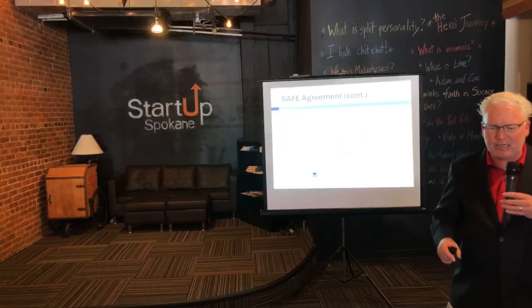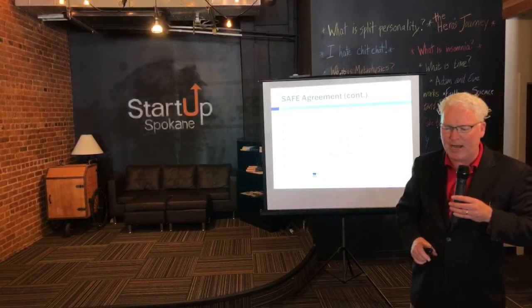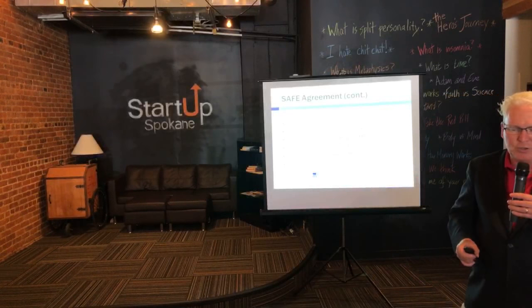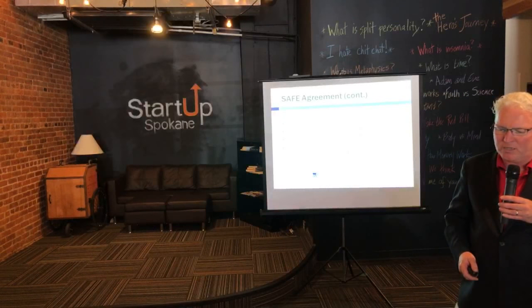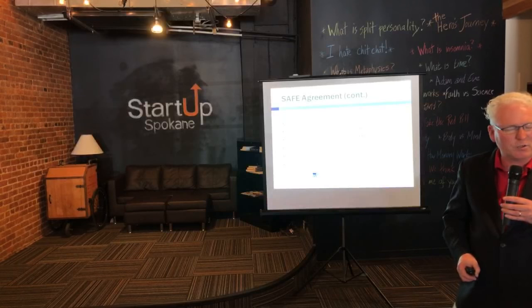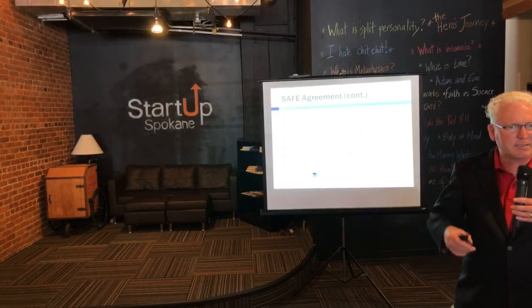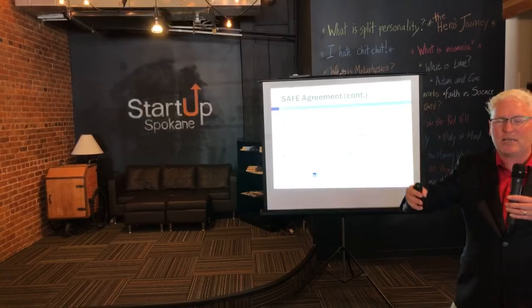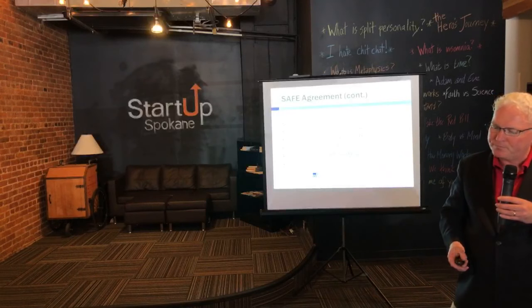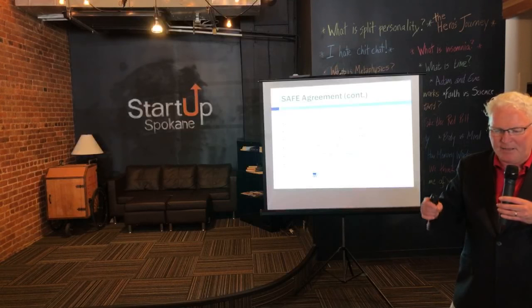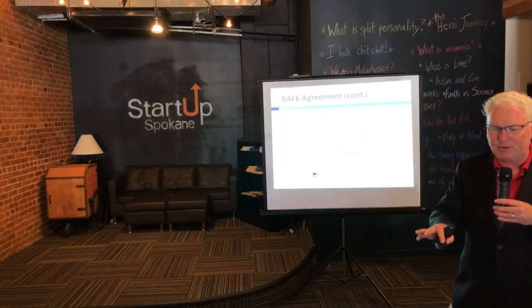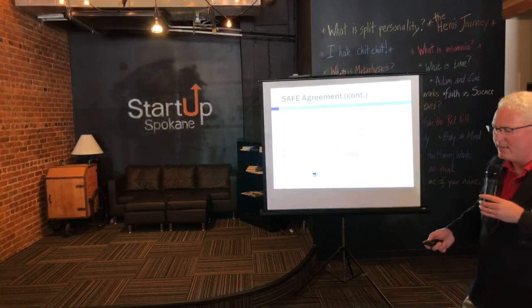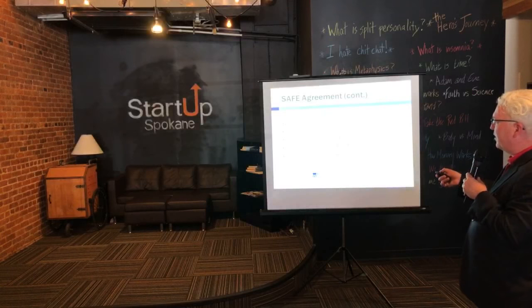A SAFE agreement is a relatively short contract that specifies the purchase amount, which is the amount of money being invested, and then it defines what constitutes an equity financing. So if the company goes out and raises, let's say, $1 million, then the SAFE agreement specifies... Okay, let me back up for a second. Let's say that the SAFE agreement is for $100,000. In this example, that's the purchase amount, a $100,000 SAFE.